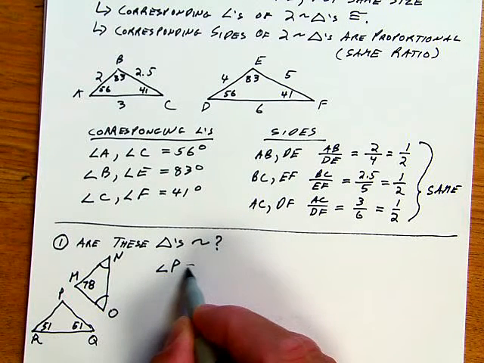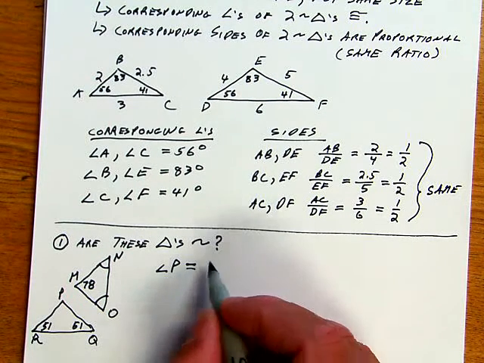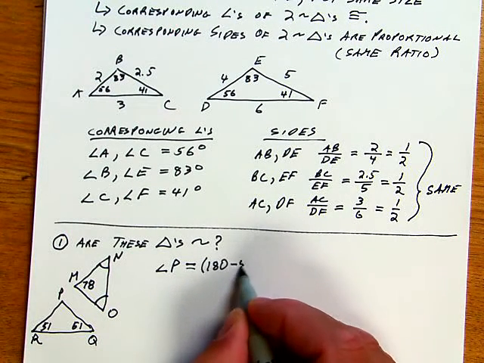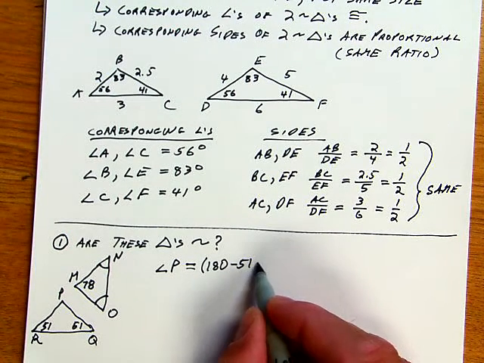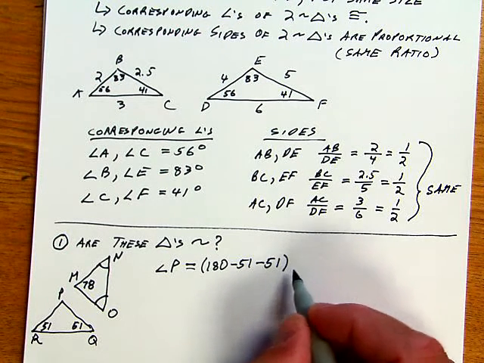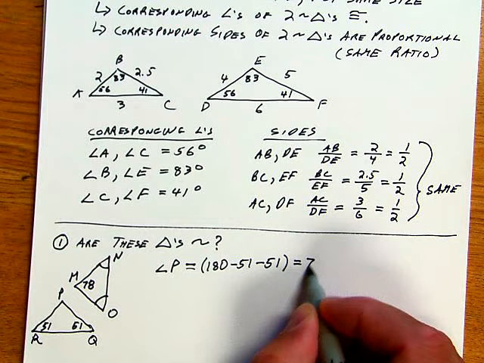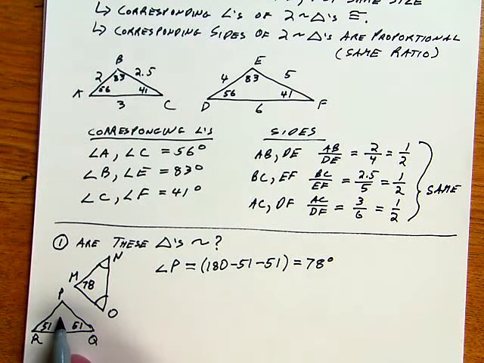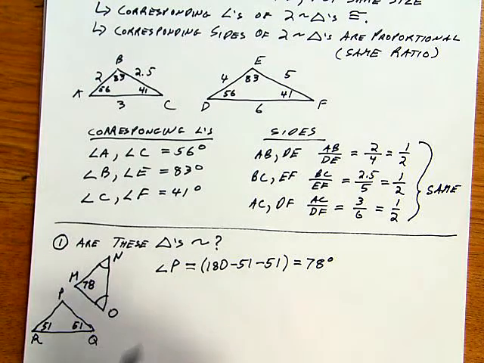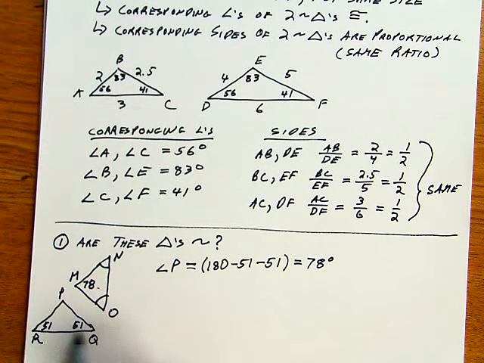Well, P is equal to what? Well, I know two angles, so I know that a triangle has 180 degrees total. And I'm going to subtract 51 and another 51. And what do I end up with? I end up with 78. So angle P right here is 78. Well, that corresponds with M. Notice I have to rotate this one around to be the same orientation. That P and M are the corresponding angles. Okay, so now I have to find out if N and O are equal to R and Q.